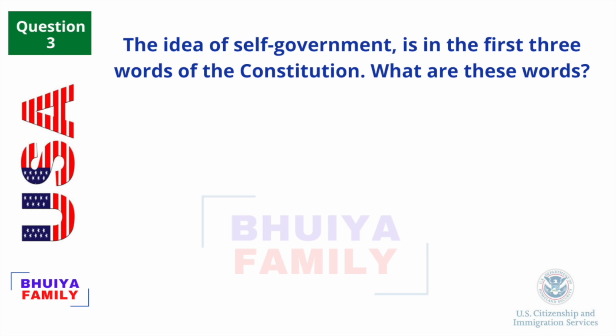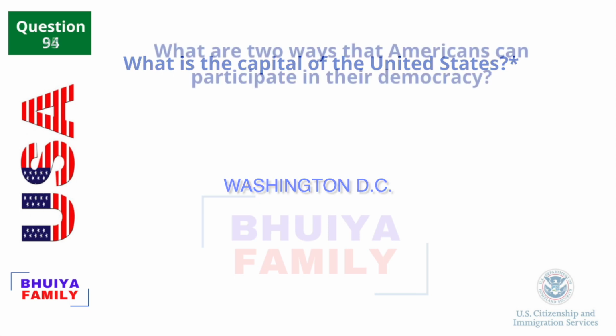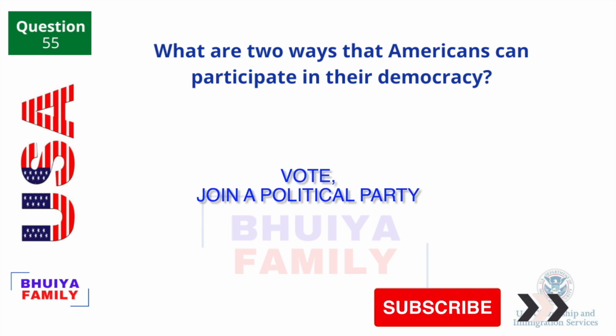The idea of self-government is in the first three words of the Constitution. What are these words? We the people. What is the capital of the United States? Washington, D.C. What are two ways that Americans can participate in their democracy? Vote, join a political party.